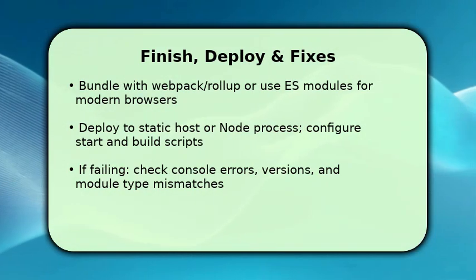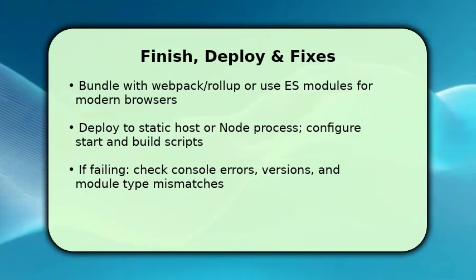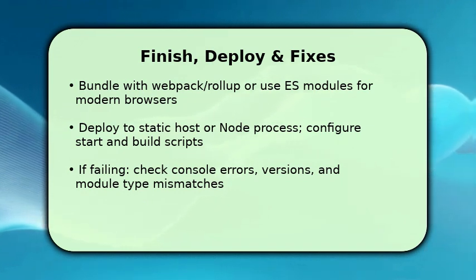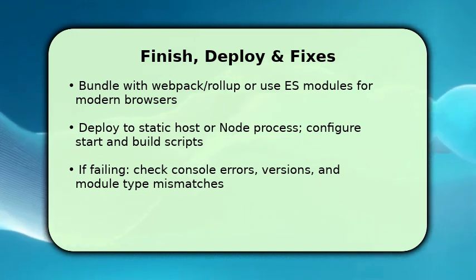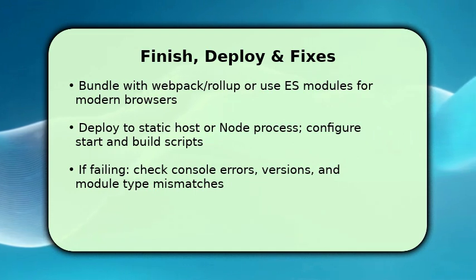To finish, bundle or prepare code for production. Either configure Webpack or Rollup, or rely on ES modules for modern browsers. Then create npm scripts for build and start. Deploy to a static host for frontend or push a node process to a server. Make sure environment variables and port are set.